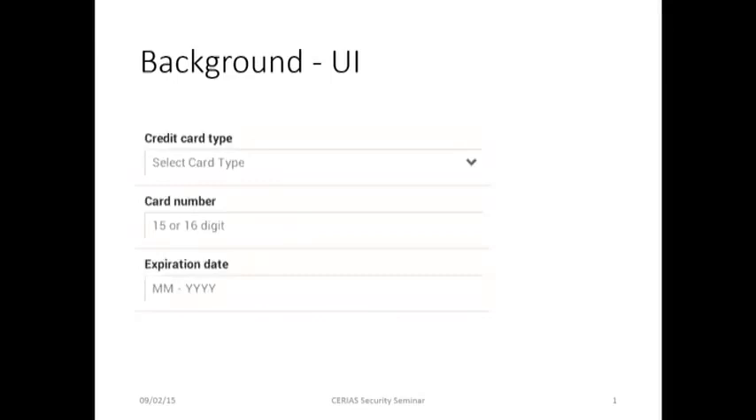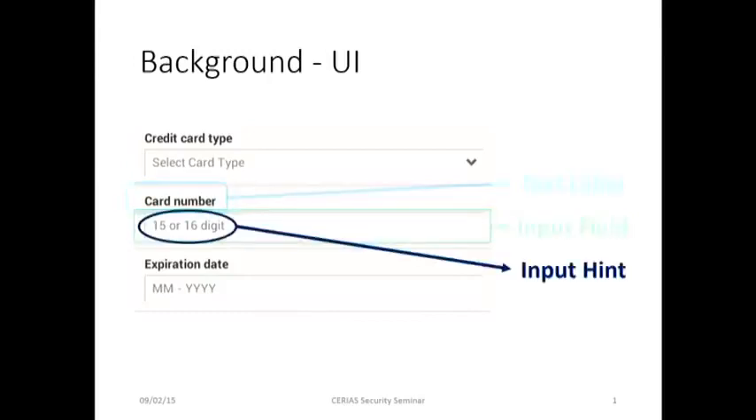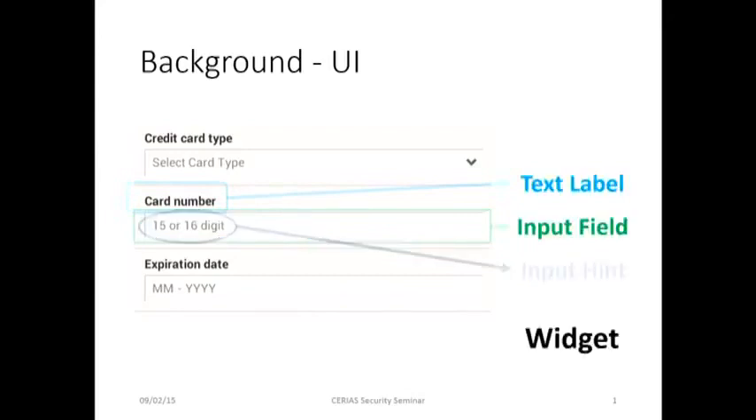In this talk, I may frequently talk about text labels, input fields, input hints, UI widgets, or layout files. So before we go into the details, I want to quickly introduce some terminologies. The input fields, text labels, and input hints are what users see when they use mobile apps. In this example, we can find the text label, the input field, and the hint of the input field. The text label and the input field are called UI widgets.